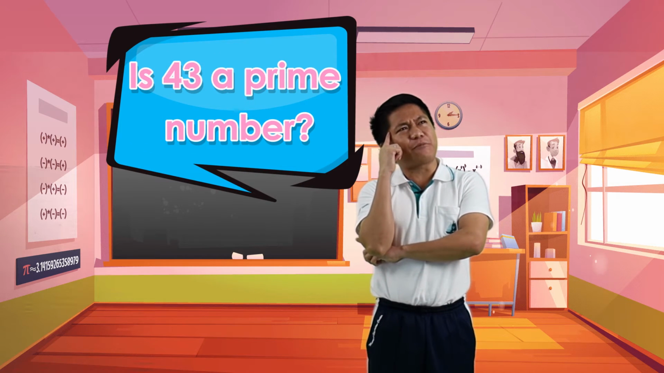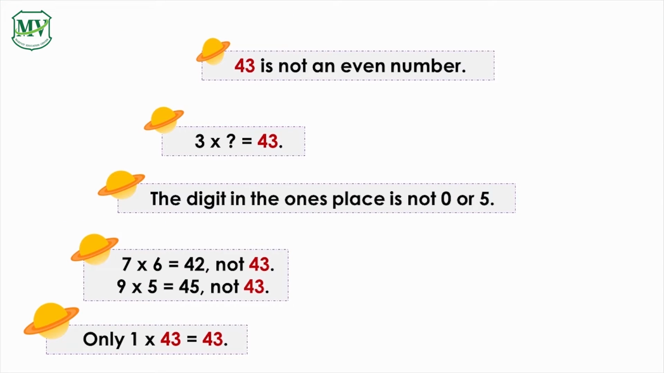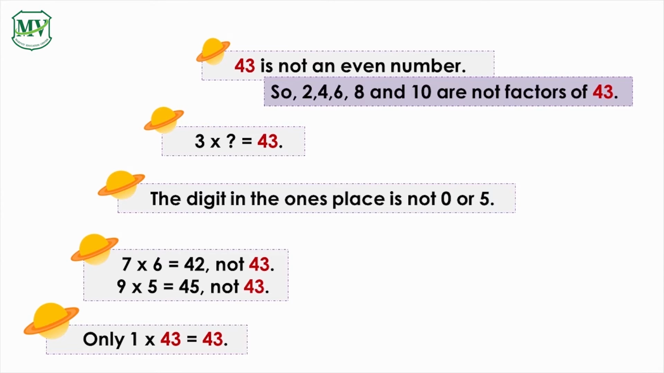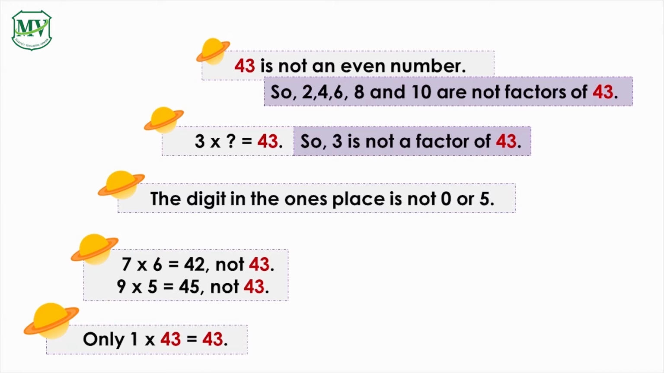Is 43 a prime number? Let's analyze. Is 43 an even number? 43 is not an even number. So 2, 4, 6, 8, and 10 are not factors of 43. Next, what number can you multiply 3 so you can get 43? You're right! There is no number to multiply 3 to get 43. So, 3 is not a factor of 43.